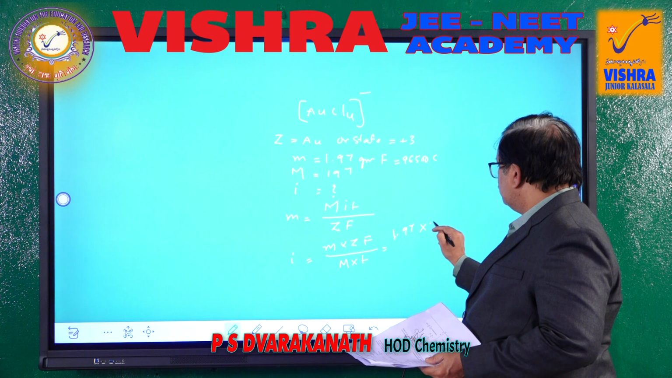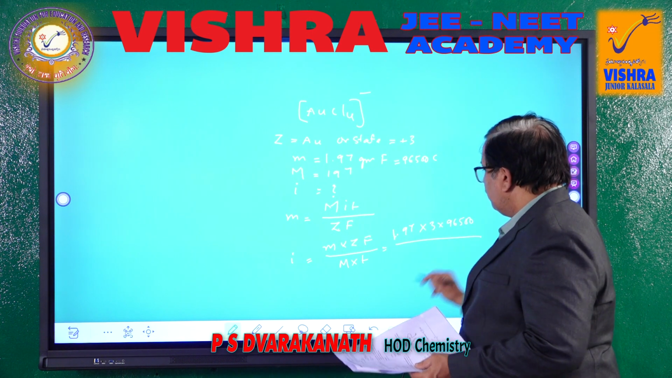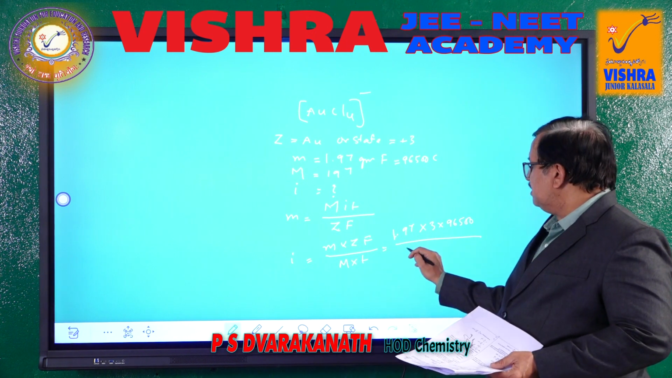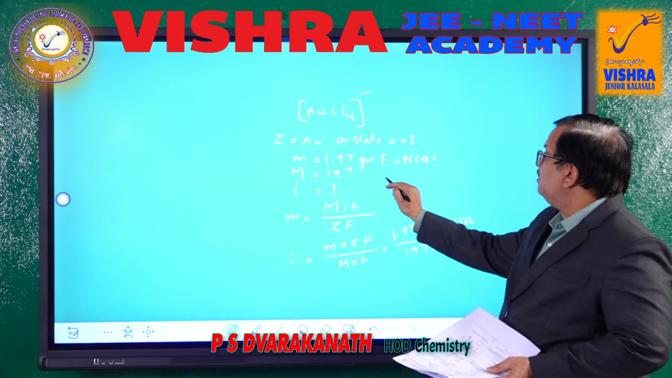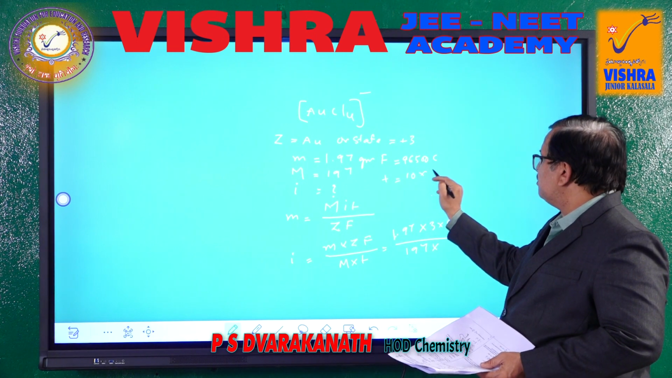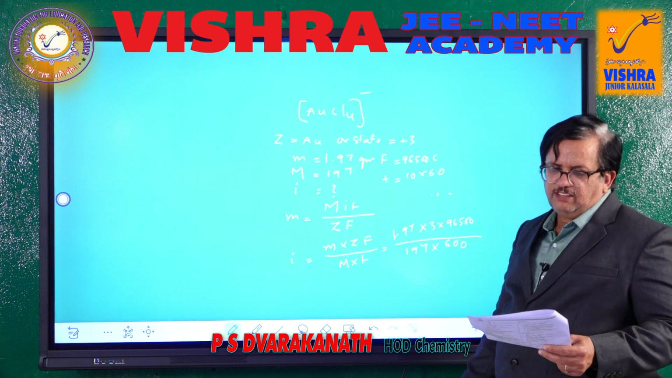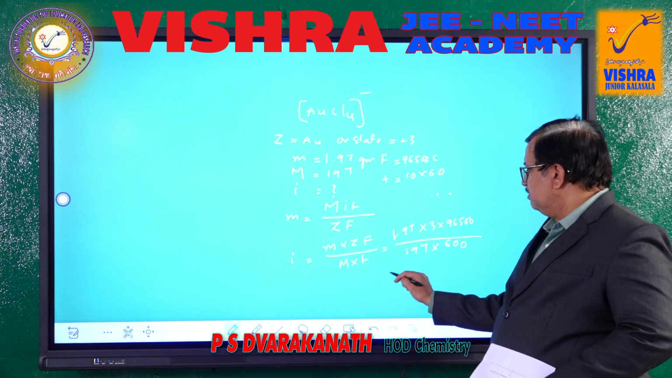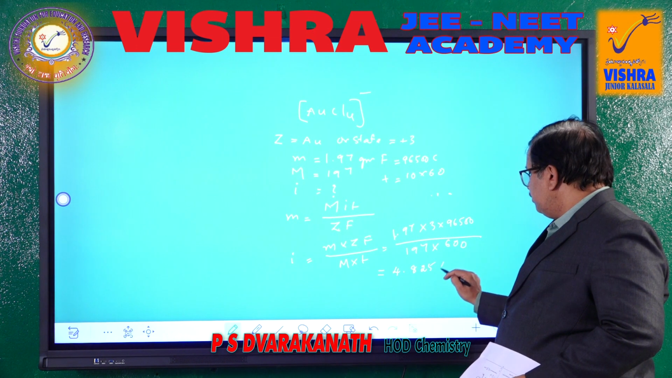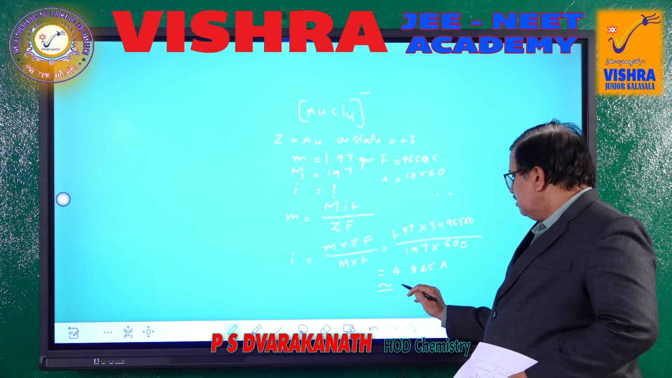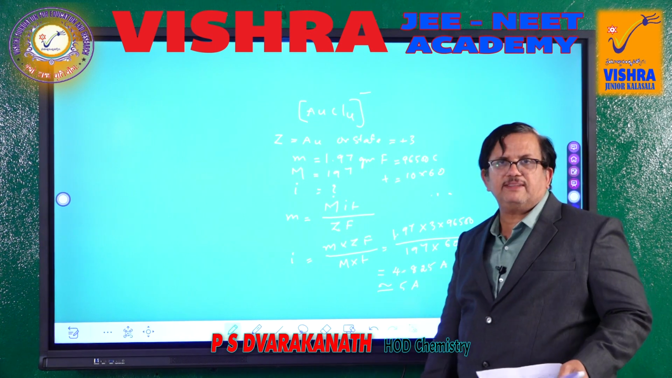1.97 into 3 into 96,500 by the atomic mass, which is 197. They have given 10 minutes. Time is 10 minutes, 10 into 60, that is 600. If this is calculated, you will get 4.825 amperes. This is equal to 5 amperes. The nearest integer is 5 amperes.